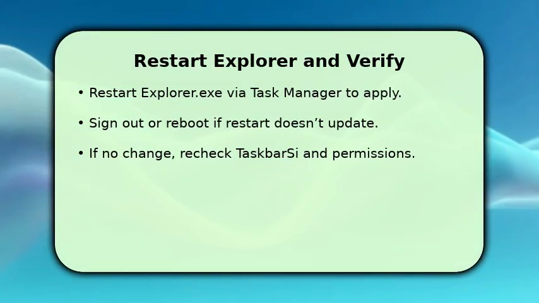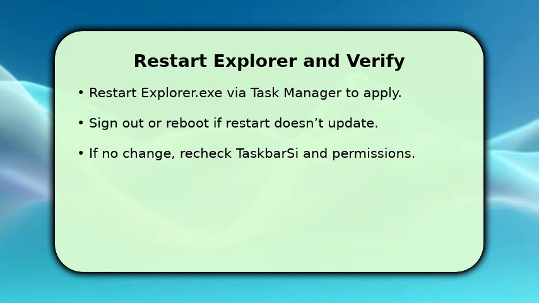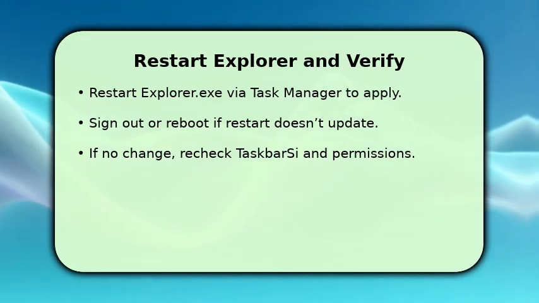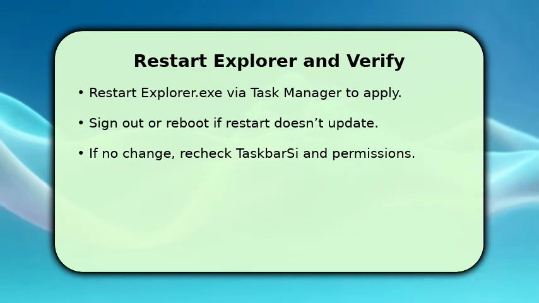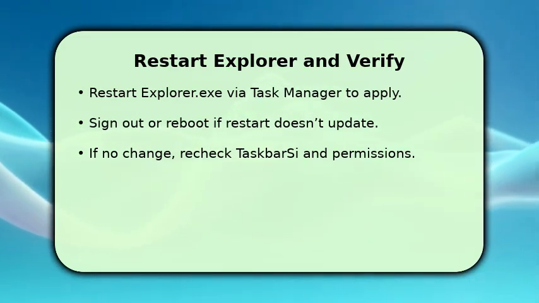Finish by restarting Windows Explorer. Open Task Manager, find explorer.exe, right-click and choose Restart. Once done, you should see smaller taskbar buttons immediately. If not, sign out or reboot to force the registry to reload.